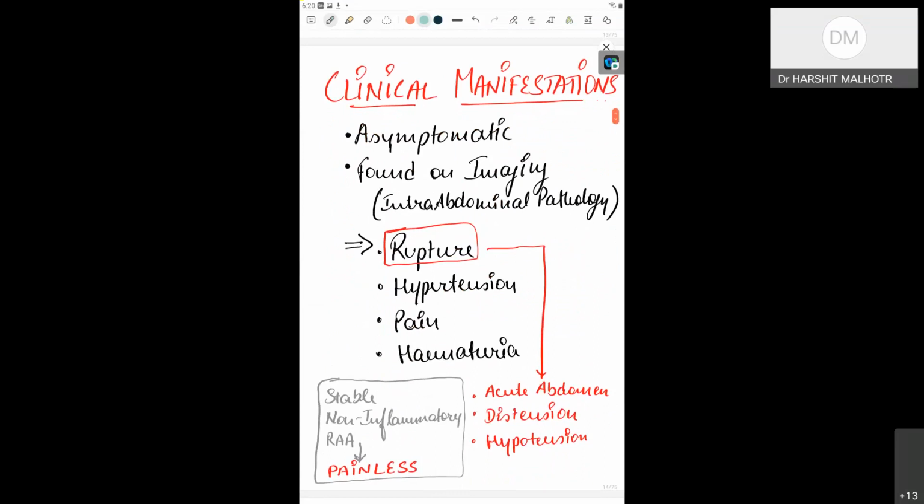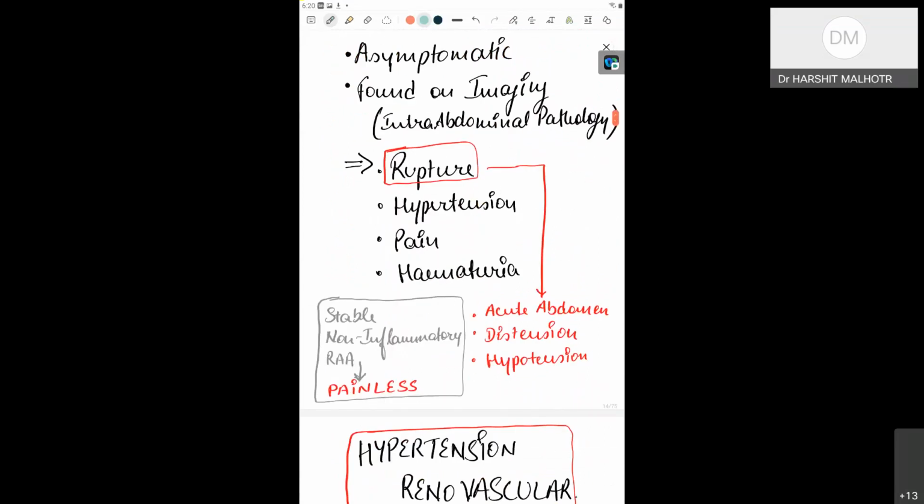Now coming to the clinical manifestations of renal artery aneurysm. More commonly, they are asymptomatic and are found on imaging, as I told, incidentally, for an intra-abdominal pathology which was worked up. The other dreaded complication, when it becomes symptomatic, is rupture. In a case of rupture, the presentation is of an acute abdomen. There is distension and there is hypotension. The second is hypertension. Third is pain, which can be because of the rupture itself or the dissection, and hematuria.